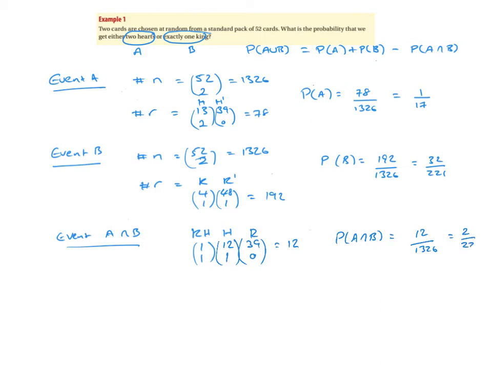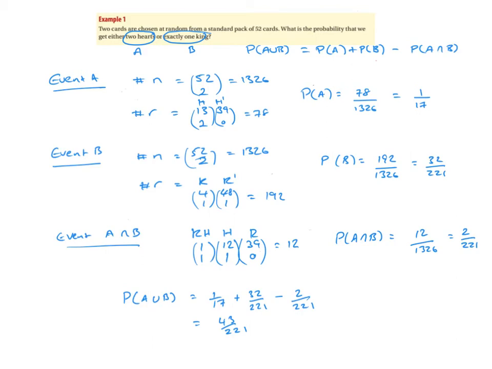So 2 over 221. We can now work out the probability of A union B here, which is equal to the probability of A, which in this case is 1 over 17, plus the probability of B, which is 32 over 221, minus the probability of A intersection B, which is 2 over 221. Whack it into your calculator. If you do that, you end up with the answer of 43 over 221.